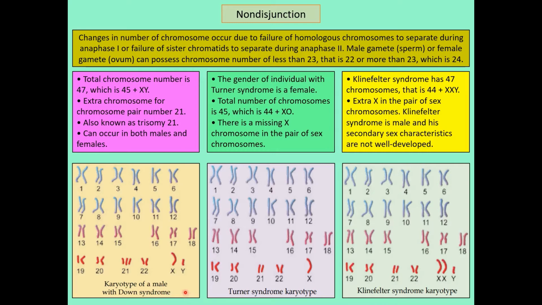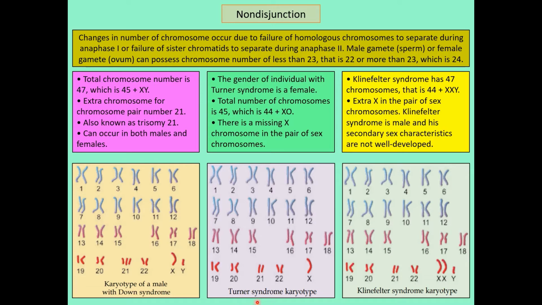Down syndrome has 47 chromosomes, so there is an extra chromosome for chromosome pair 21, also known as trisomy 21. Down syndrome can occur in both male and female. So this example is the karyotype of a male with Down syndrome, the XY here. And this one is Turner syndrome.